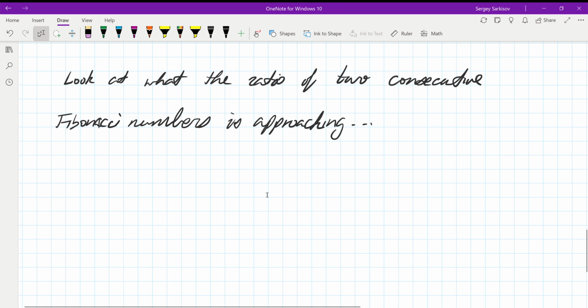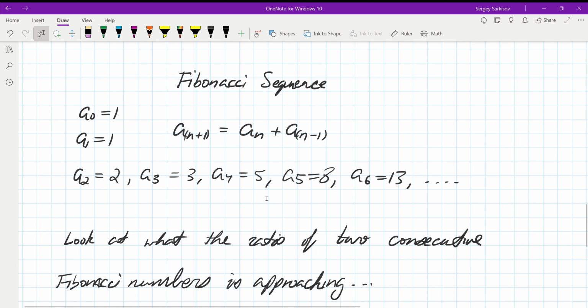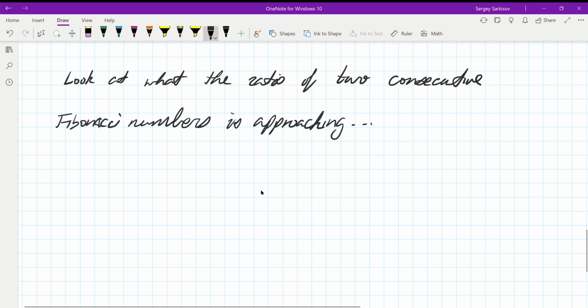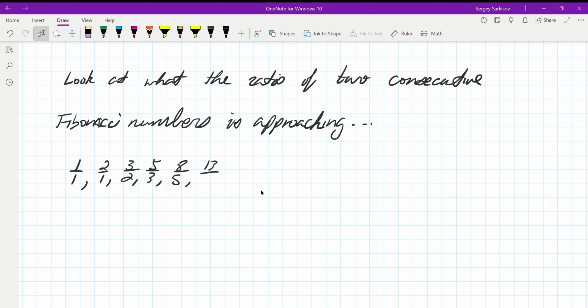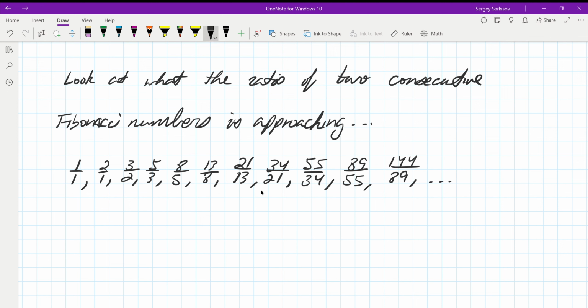So you have 1 over 1, 2 over 1, 3 over 2, 5 over 3. In other words, you have the next number over the one before it. This is 2 over 1, this is 3 over 2, 5 over 3, 8 over 5, 13 over 8. That's what I'm trying to get at. And then 21 over 13, 34 over 21, 55 over 34, 89 over 55, 144 over 89, and so on and so forth.